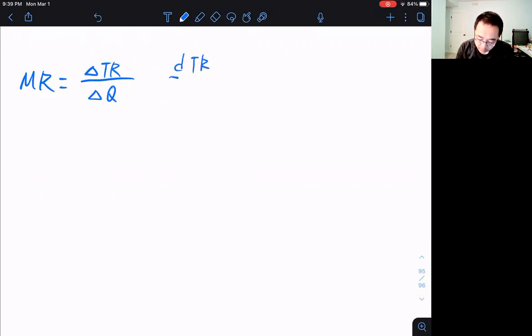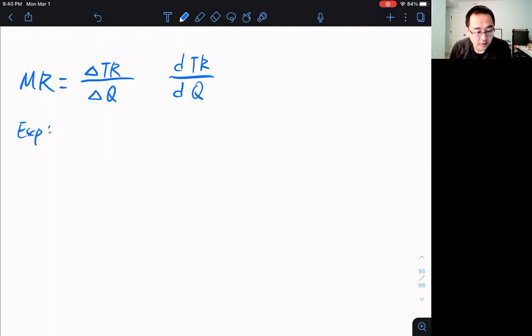Okay, so similarly, if you remember, marginal revenue equals the change in total revenue over the change in quantity. Now it's just the derivative of the total revenue function with respect to quantity. And again, usually we don't, here we use x for quantity. So let's look at an example.